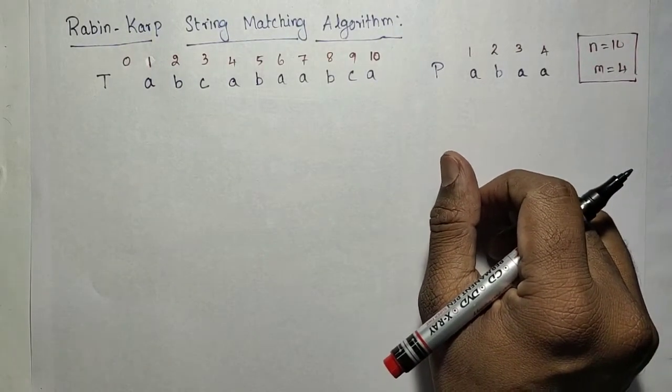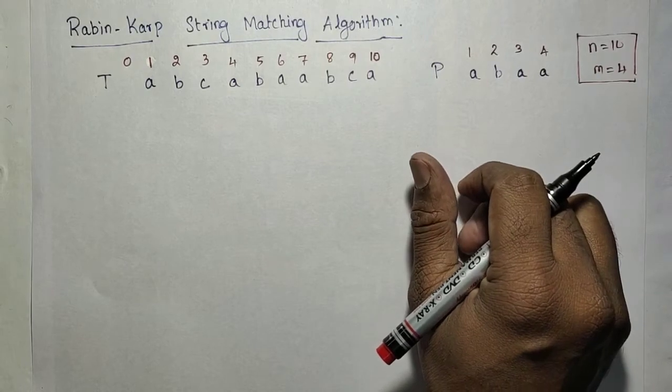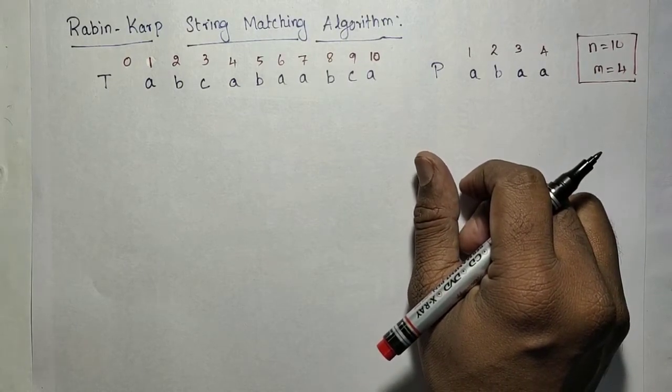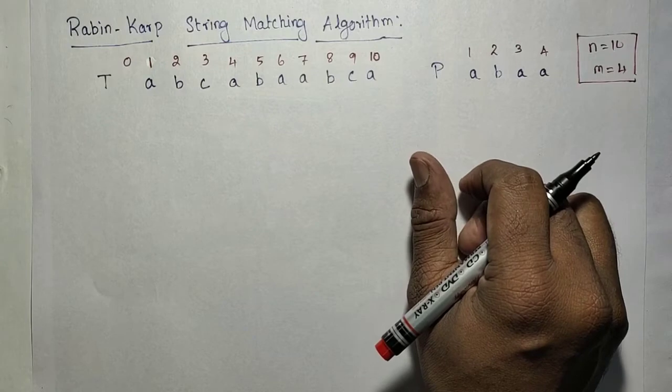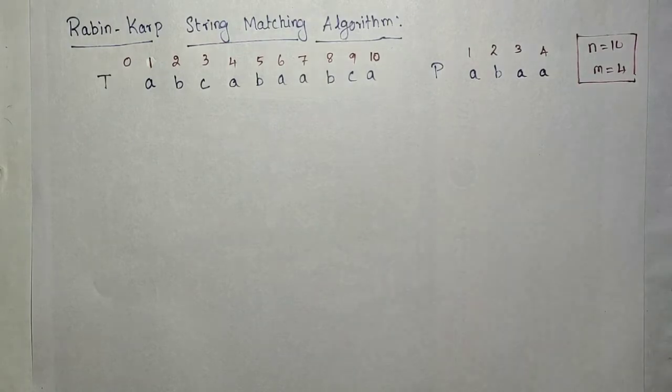In this session, we will discuss the next string matching algorithm, Rabin-Karp. This algorithm is similar to the previous naive string matching algorithm. It's a brute force method.